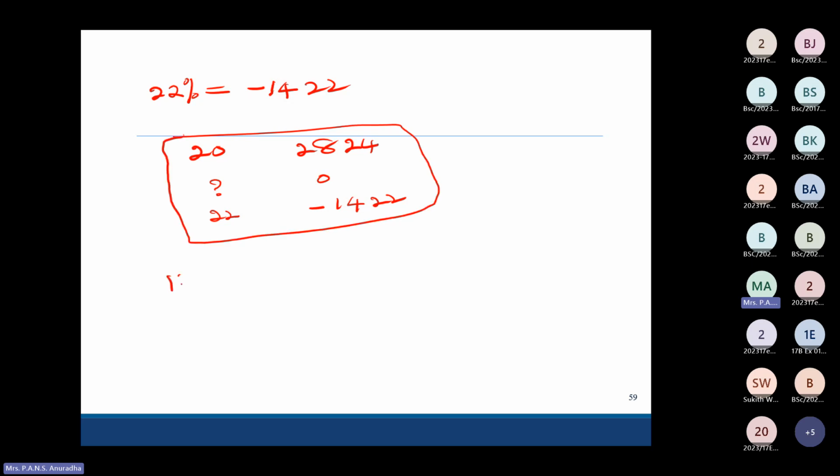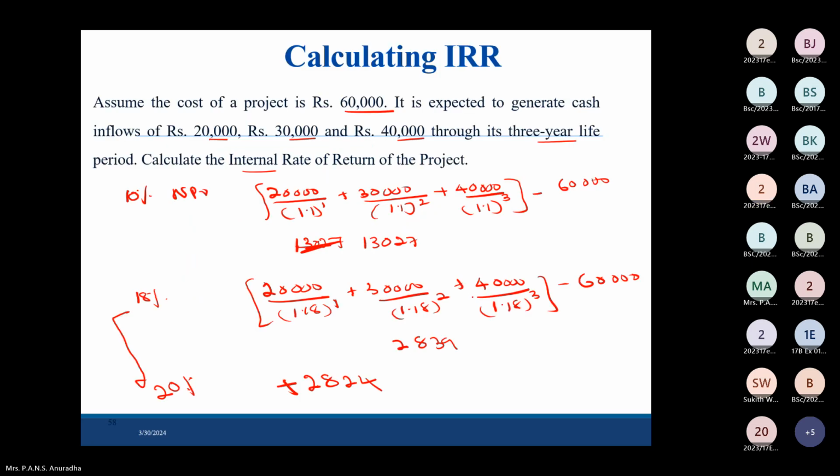So now IRR is approximately greater than 20, madam, plus. Again, for NPV at 20%, it is 648, a plus value.